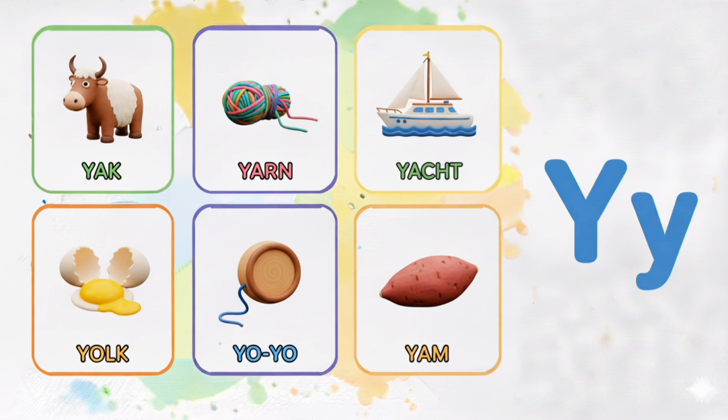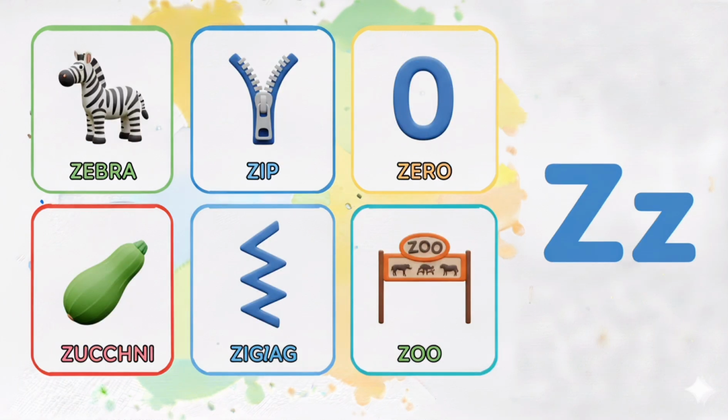Y for yarn. Y for yacht. Y for yoke. Y for yo-yo. Y for yam. Z for zebra.